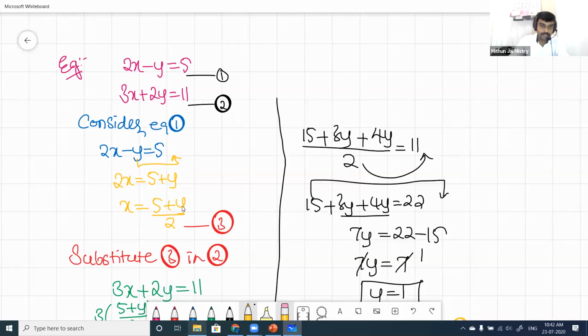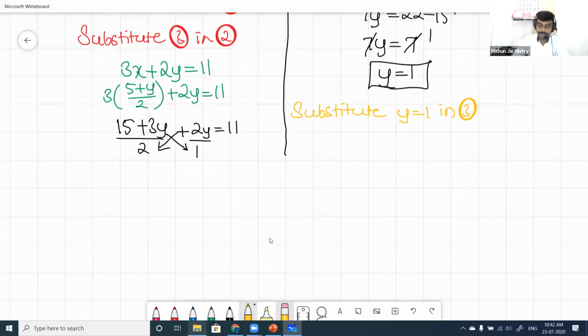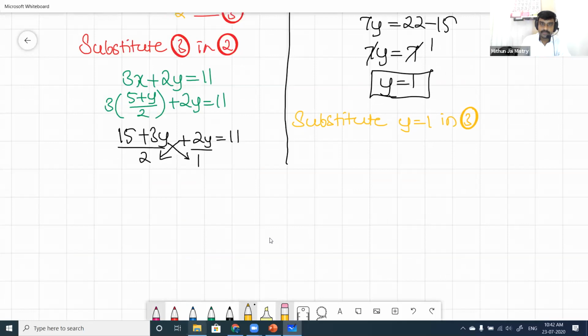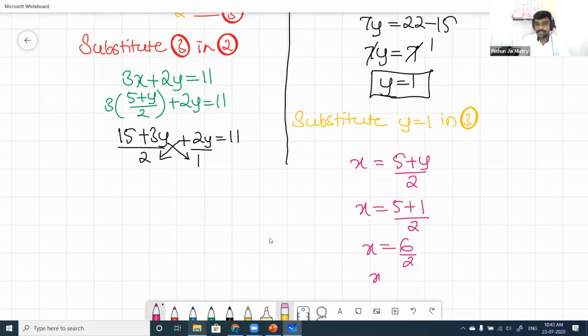And we got y. Just place it here. And what is equation 3? Once again, we need to write it here. Equation 3 is x is equal to 5 plus y by 2. So we got the value of y as 1, and I substituted that. I'm getting x is equal to 6 by 2, that is, x is equal to 3. So we got both the values of x and y.